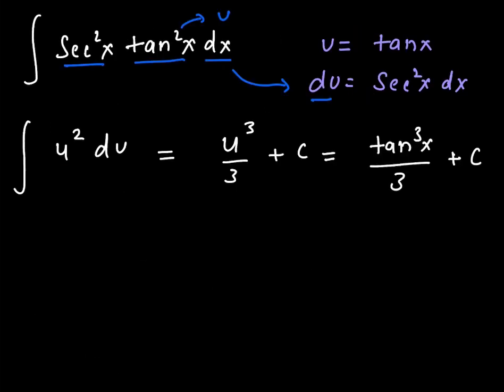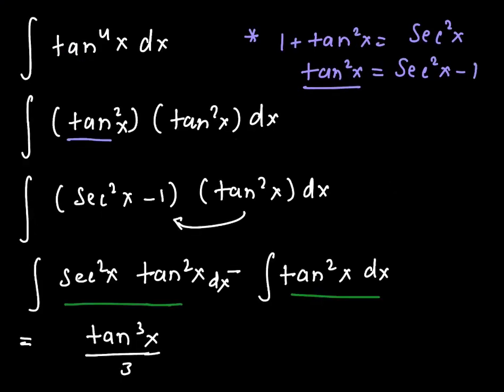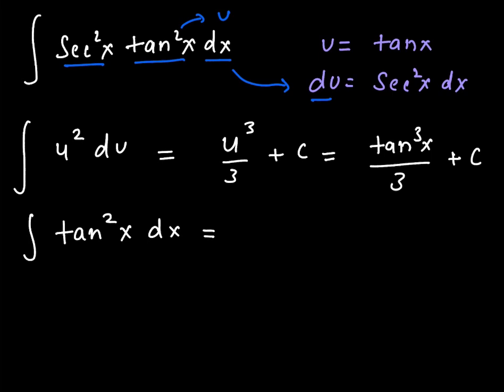And let's go for the second integral, which is the integral of tangent square x dx. Now we know that we can write tan square x as secant square x minus 1. We have already written it over here, so we're going to replace the value. So we would have the integral of secant square x minus 1 dx.